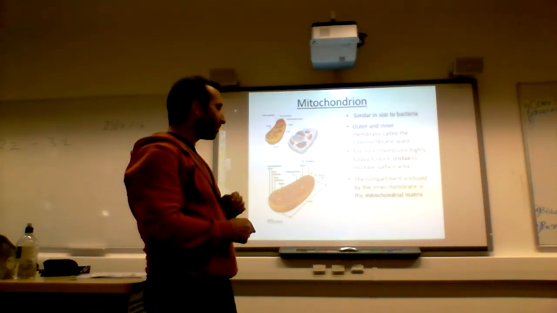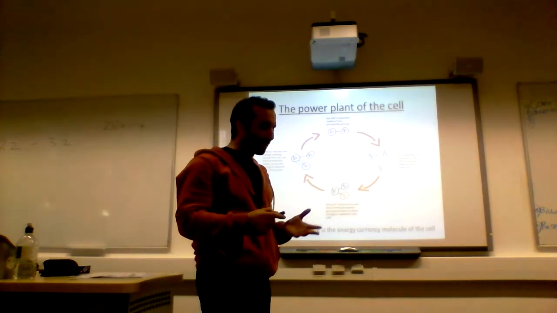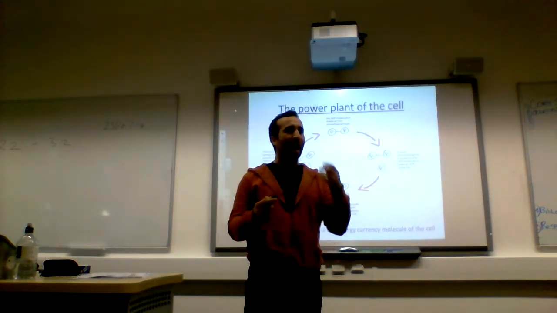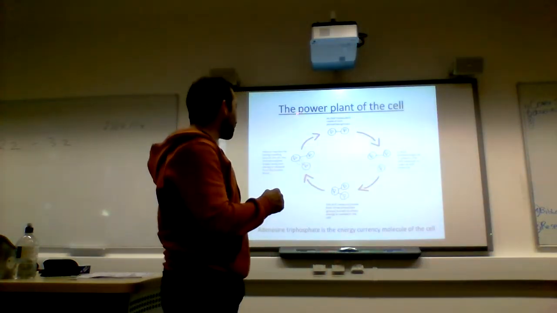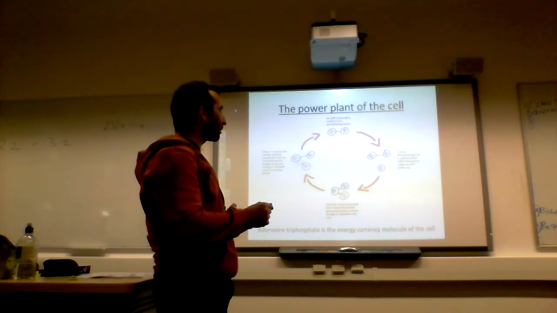And in the matrix we'll find the ATP synthesis enzyme, and we'll also find the DNA, and we'll find the home proteins of the mitochondria. The mitochondria produces energy for the cell. That's why it's called the power plant of the cell.